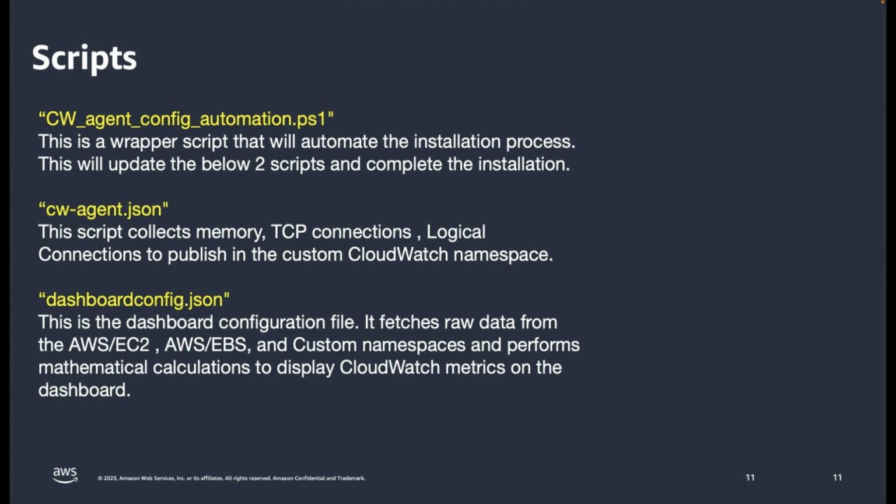The second script is CloudWatch Agent.json, which gathers information such as memory usage, TCP connections, and logical connections. It publishes this data in a custom CloudWatch namespace. The third script, dashboard config.json, is a configuration file for the dashboard. It retrieves the raw data from AWS/EC2 and AWS/EBS and the custom namespace. Then it performs mathematical calculations to present the required CloudWatch metrics on the CloudWatch dashboard.